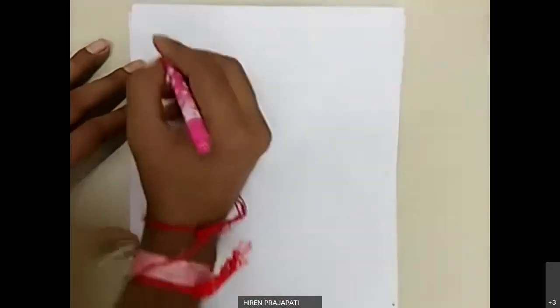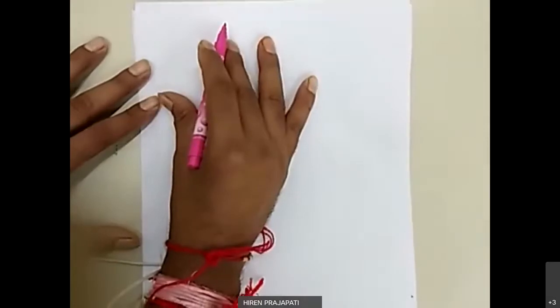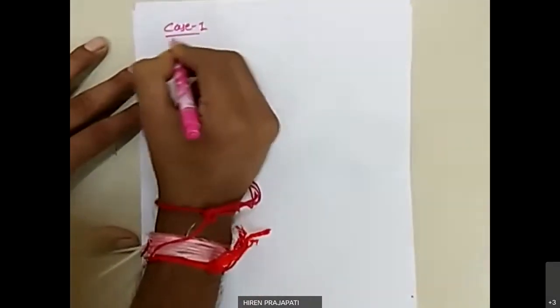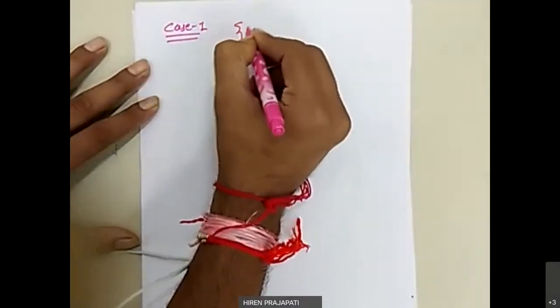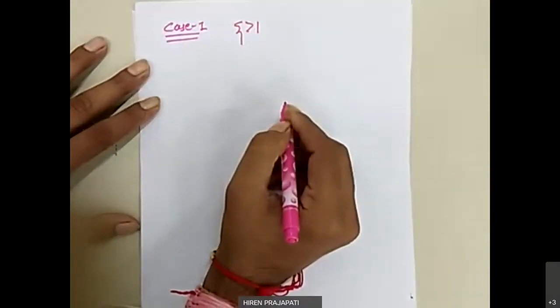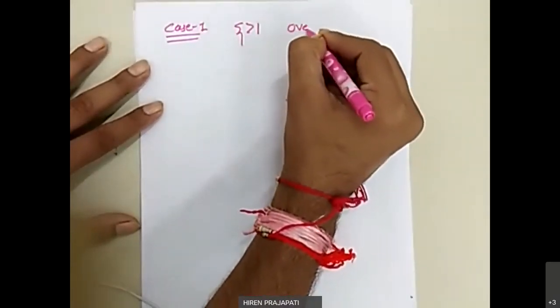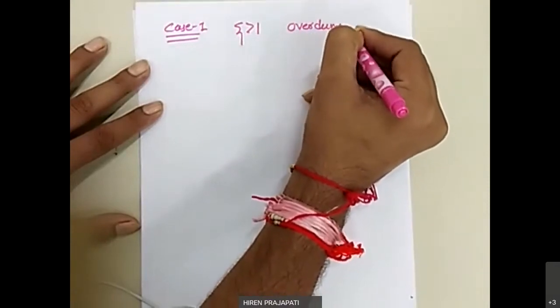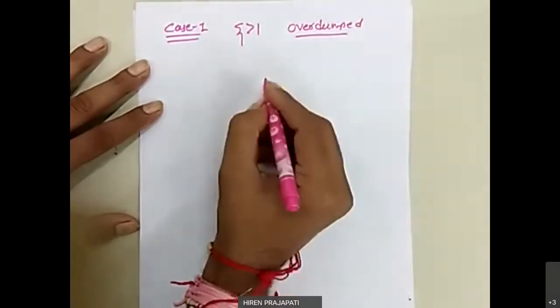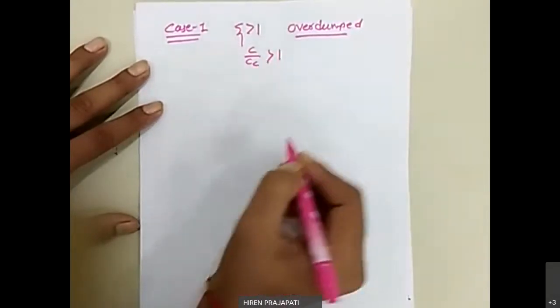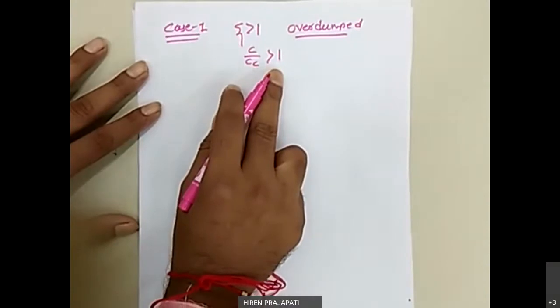First, suppose we take case 1, where zeta is greater than 1. That type of system is called overdamped. Zeta is greater than 1 when c by cc is greater than 1. So that system is called overdamped.